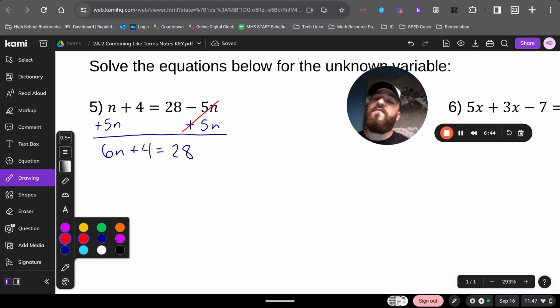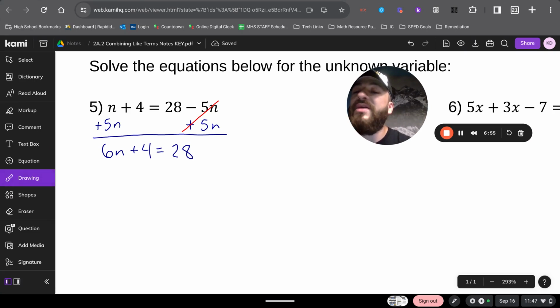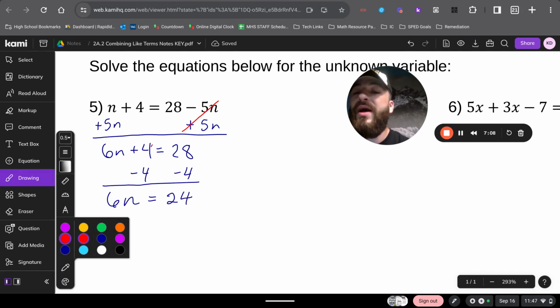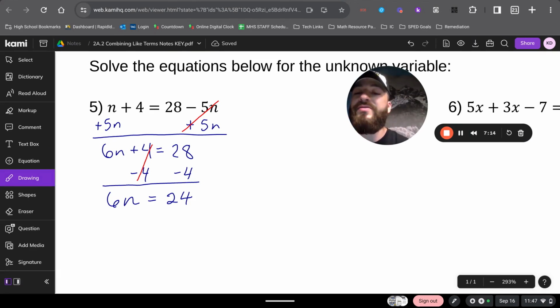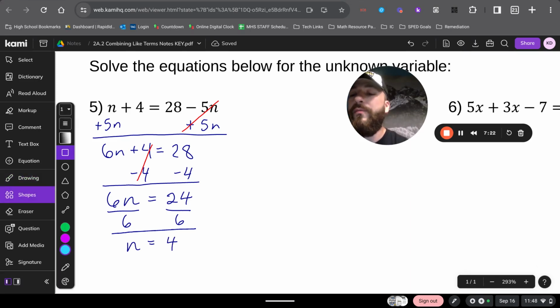Now that I've done that very first one, we can see it's a relatively straightforward solving problem from there. So I want to move that 4 and then the 6 multiplied in front of my n. So to move that plus 4, I'm going to minus 4 to both sides. So I end up with 6n is equal to 24. Once again, my 4 and negative 4 are going to cancel out. And then 6 times n, I undo that by dividing by 6. And so we end up with n is equal to 4.